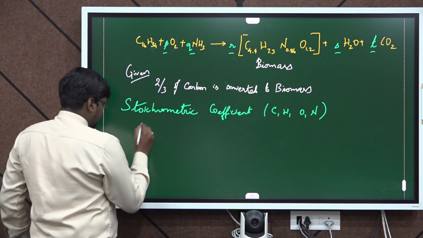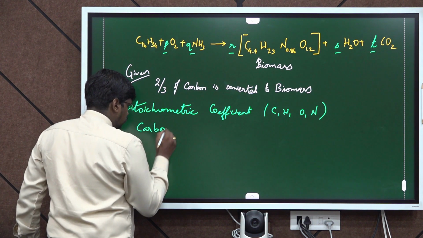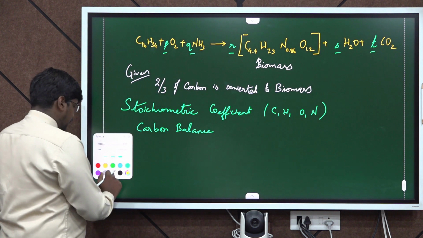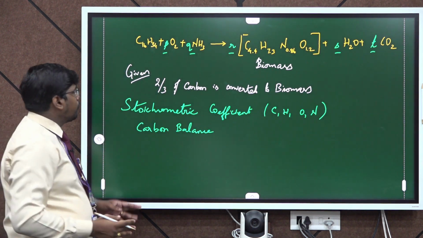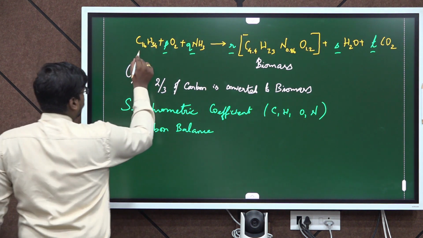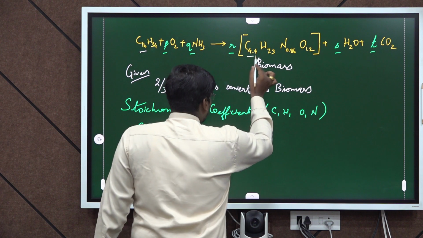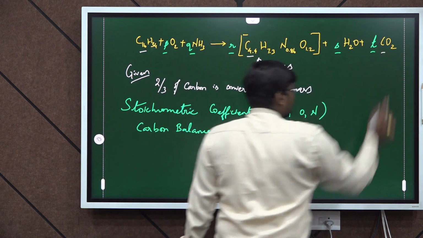So first, we can write the carbon balance. For the carbon balance, there are 16 carbon atoms present in the substrate, which are converted to carbon atoms present in the biomass and carbon atoms present in the carbon dioxide.